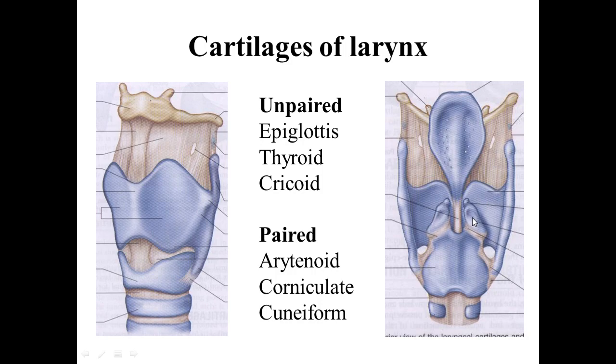Now, these are 2 arytenoid cartilages. These are pyramidal in shape, and the arytenoid cartilage is situated at the upper surface of the lamina of cricoid cartilage. On the apex of the arytenoid cartilage there are corniculate cartilage and cuneiform cartilage, very small cartilages. So 3 paired cartilages are arytenoid cartilage, corniculate cartilage, and cuneiform cartilage.